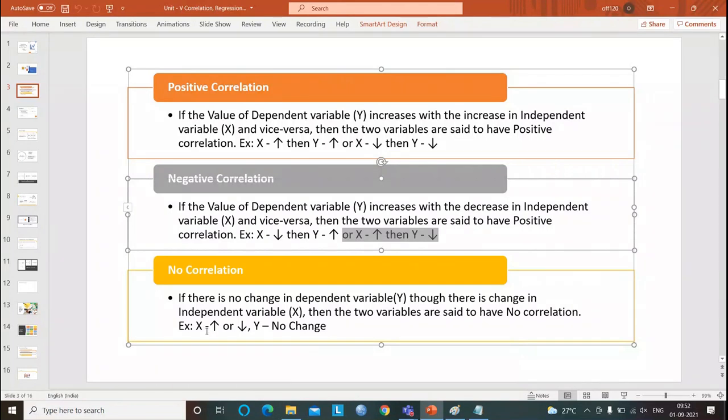Okay. Now the third concept, x is increasing or decreasing, but there is no change in y. That means there is no effect of x on y. Then x and y are said to have no correlation. Okay, these are the simple points that we have to remember.